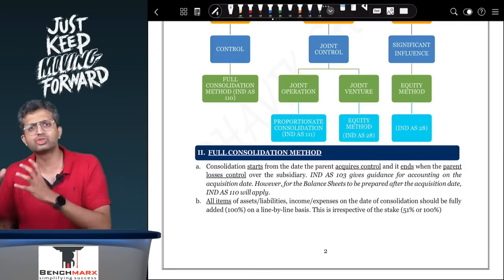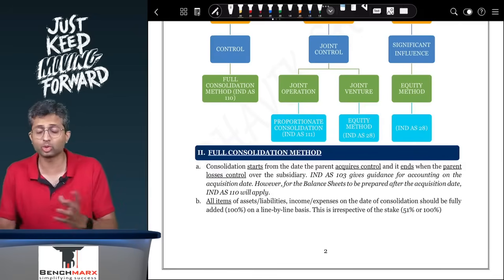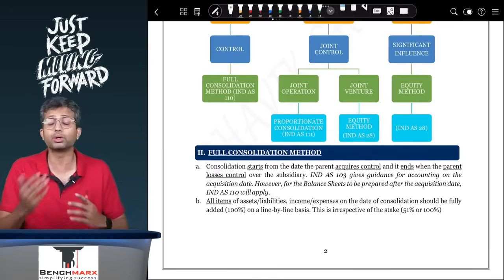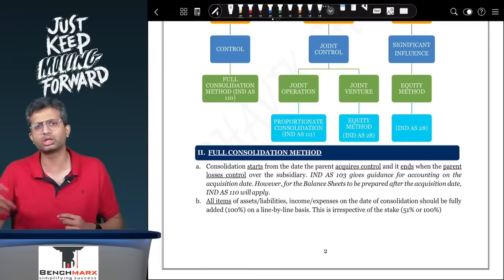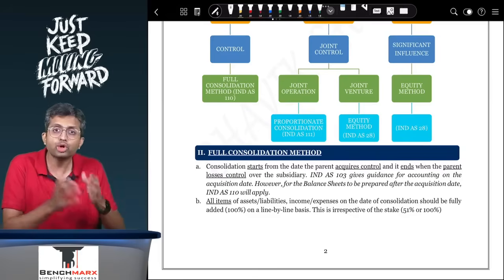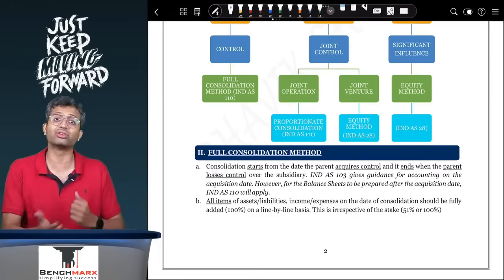So if Reliance Jio has a net asset base of 1000 crores, 70% of that is attributable to parent, but 30% of that is attributable to non-controlling interest, and hence 1000 into 30%, let us say 300, would be the value at which non-controlling interest is recorded.